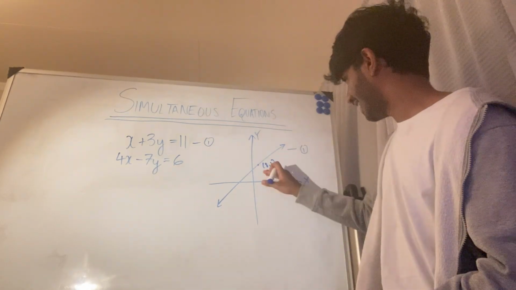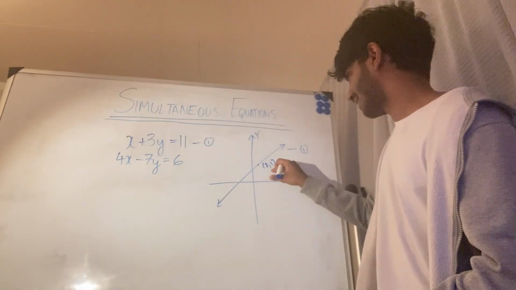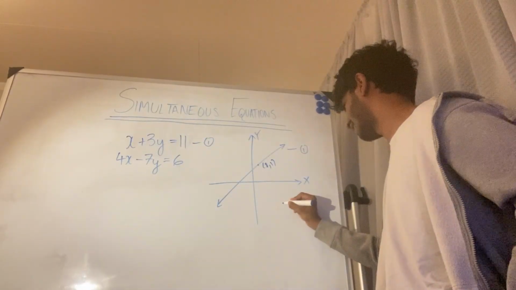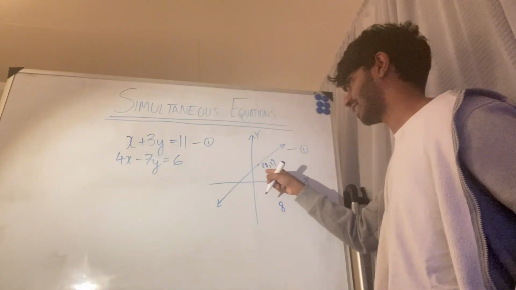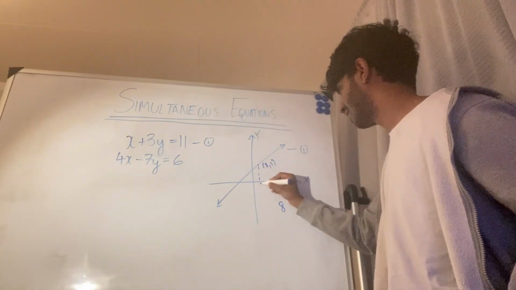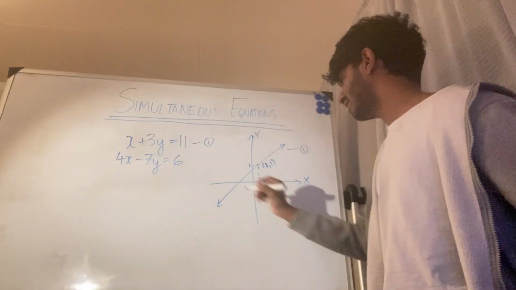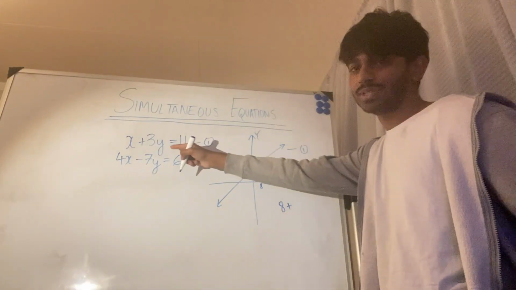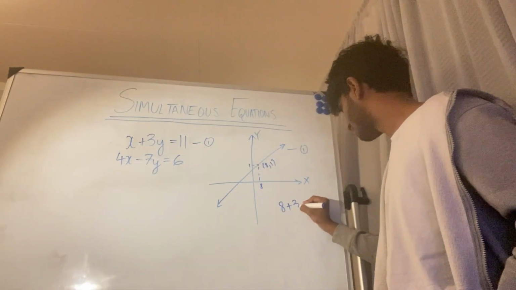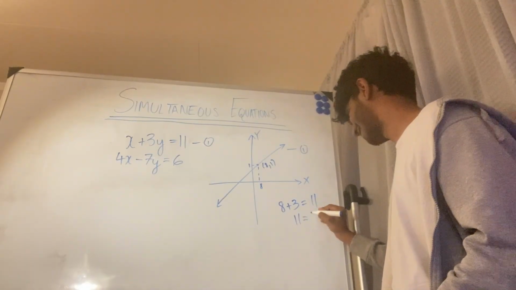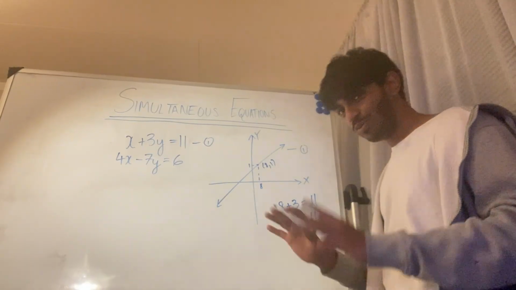Okay, so it's (8, 1). And if I try plugging that back into the first equation, I get 8, because my x value is 8, right? X here would be 8, and my y here is 1. So I get 8 plus 3 times 1. 3 times 1 is 3. So 8 plus 3 equals 11. And guess what? That's actually right for once. So 11 equals 11. Woo!